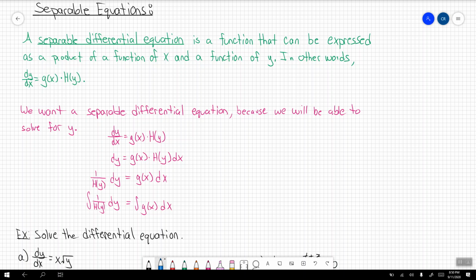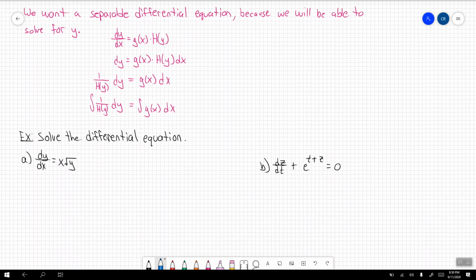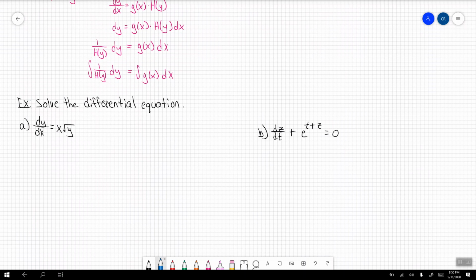So, let's give this a shot. Let's look at part A. Part A, we want to solve the differential equation. And again, this differential equation will be separable. In other words, can we identify one factor that contains only x's, and can we identify another factor that will only contain y's? If we can, then the product of those two will get us the differential equation here.